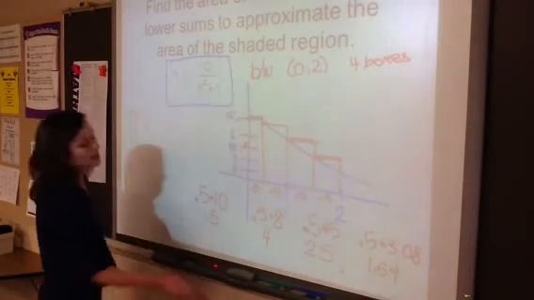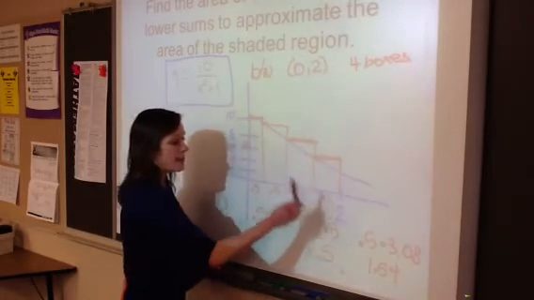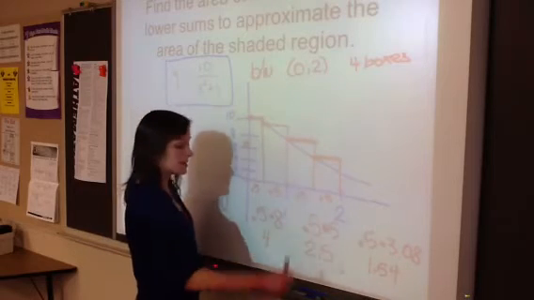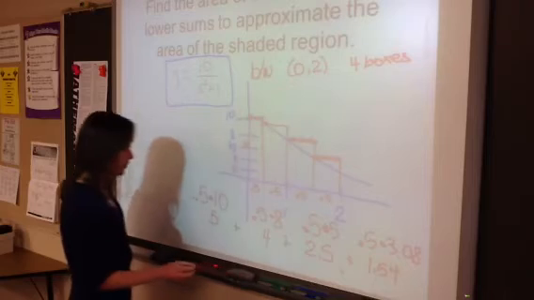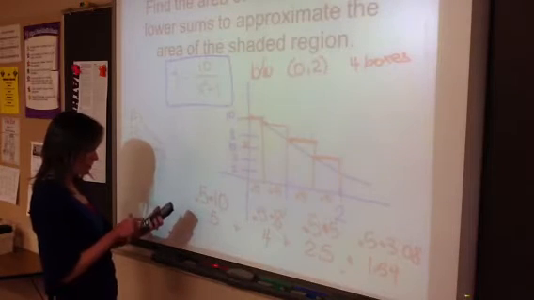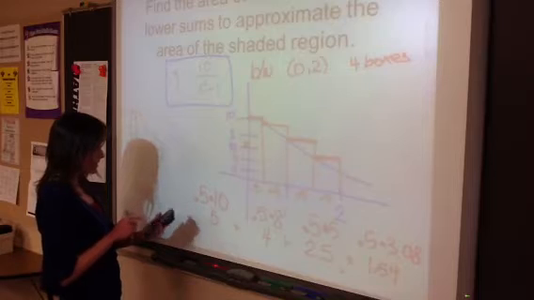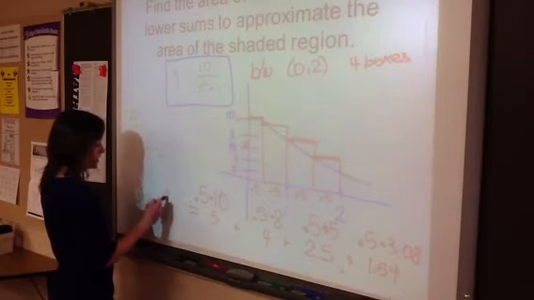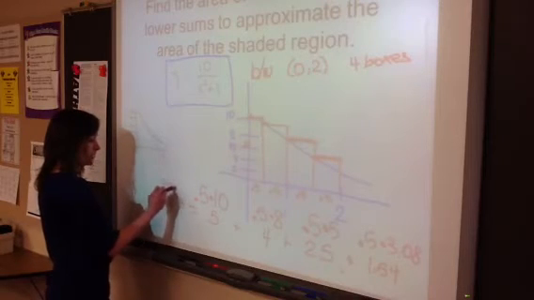So what we're going to do is add the area of the red boxes, and that will be an approximation of what the area under the curve is. If we add those together, we get 5 plus 4 plus 2.5 plus 1.54, which is 13.04. So our upper boxes are 13.04.